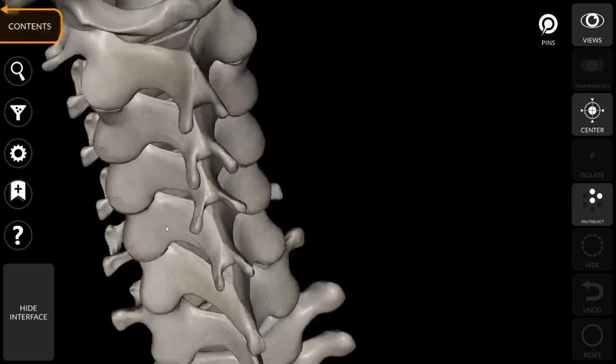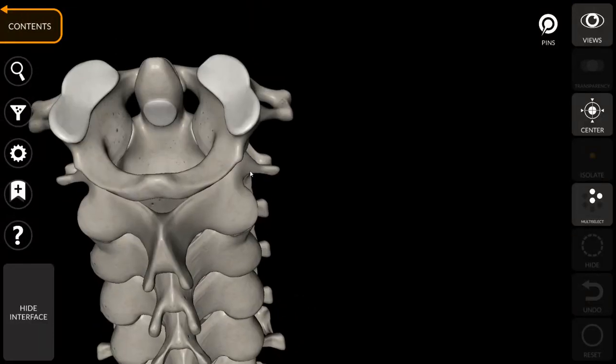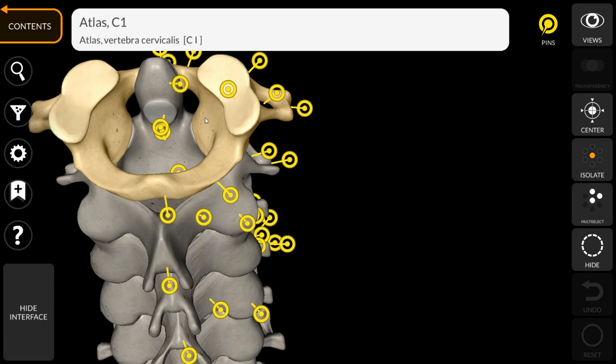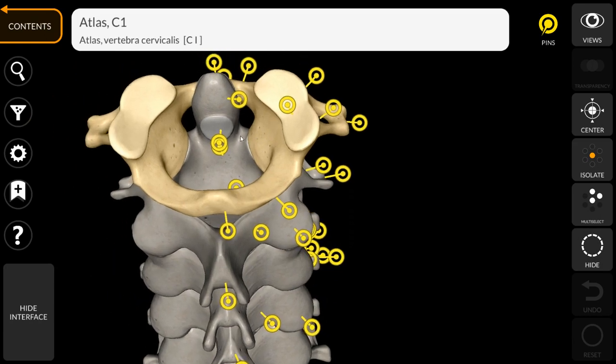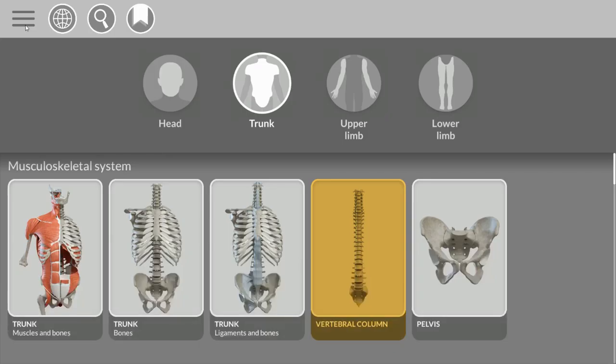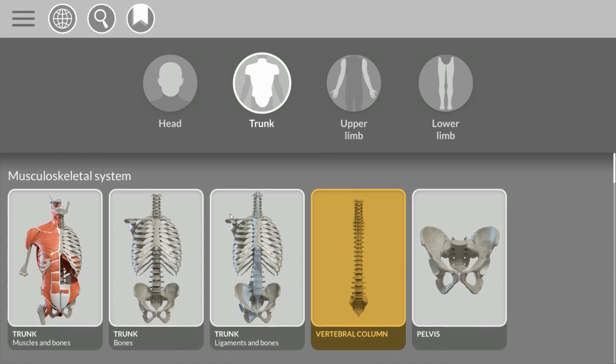the last one is C1. Please observe this C1. Laterally, this is what we call the lateral mass of C1. Superiorly, we have the superior articular facet. This is what we call the superior articular facet of C1. Above it, of course, we have the skull structure.